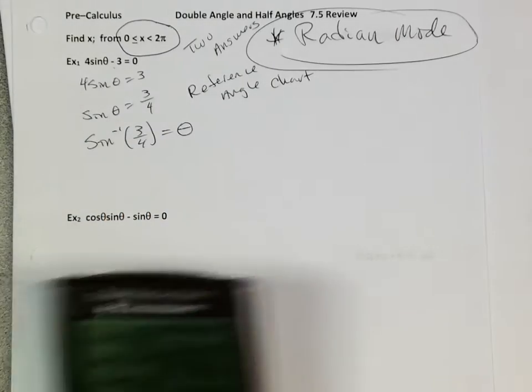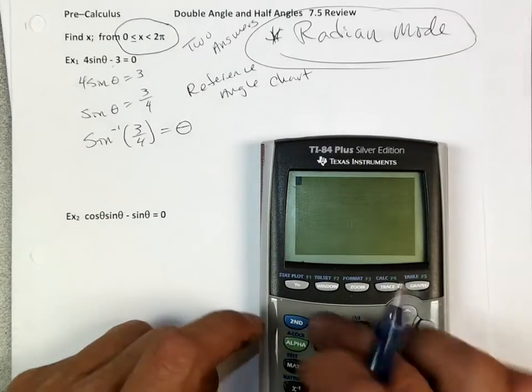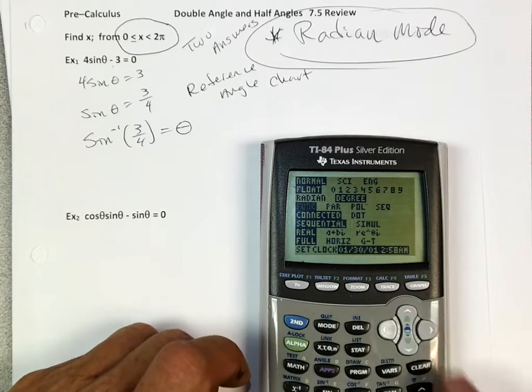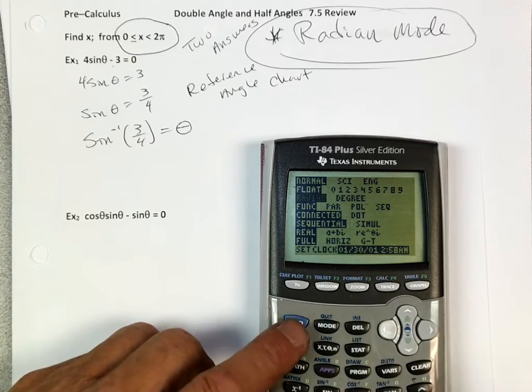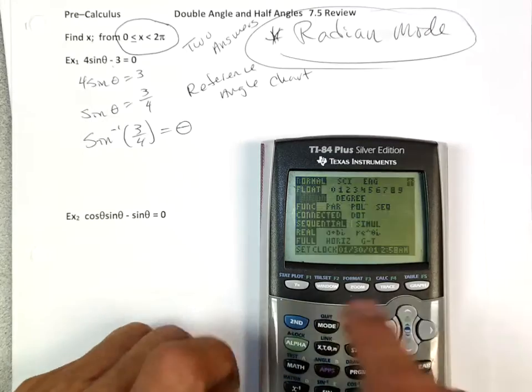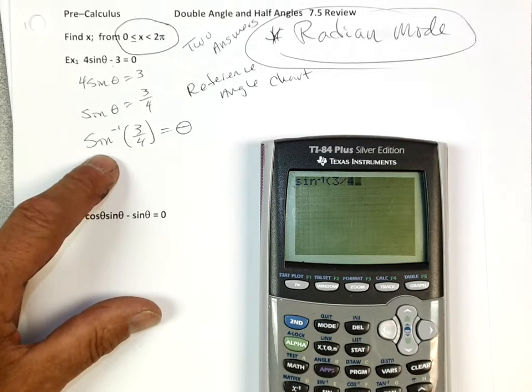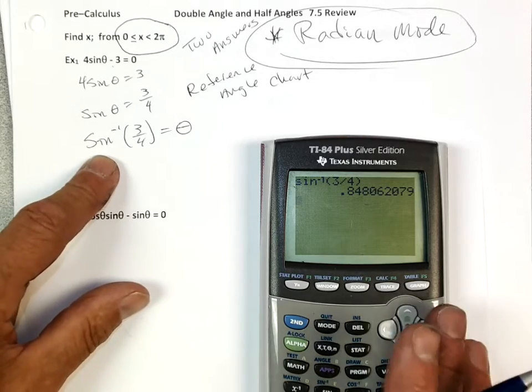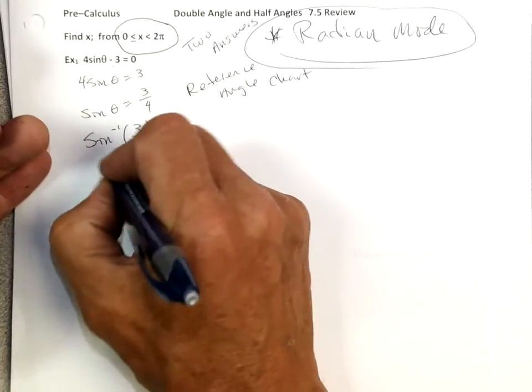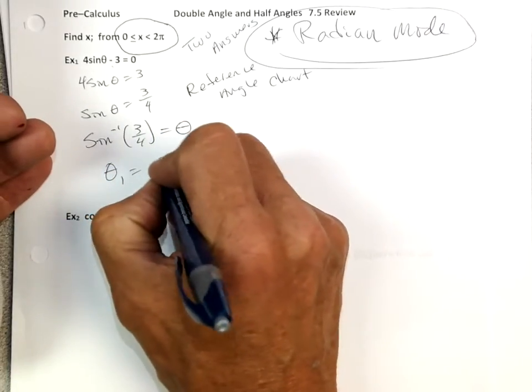Now again, check my mode. Radian mode, right? Got to be in radian mode because of the pi. So then I'm just going to go sine inverse of 3/4, and one angle is about a 0.85, okay? So theta 1 is going to be 0.85, okay?